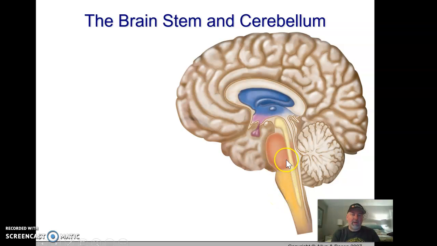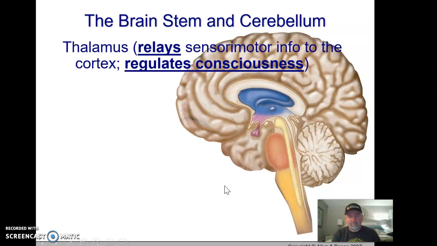So let's talk about what's in the brainstem. This is really the top of the brainstem, and it's the thalamus. And we're going to see the thalamus and the hypothalamus. If you know your terms, you know that hypo means under, so the hypothalamus is going to be under the thalamus. We'll talk about the hypothalamus later. The thalamus is the switchboard operator of the brain.